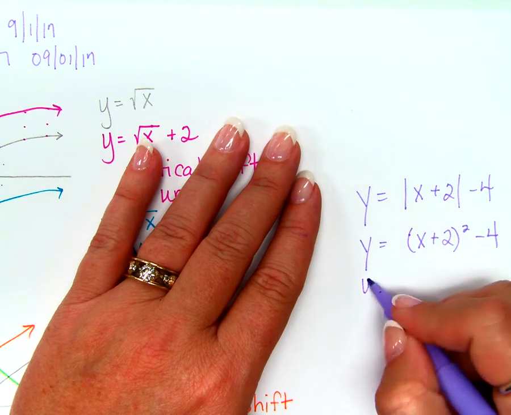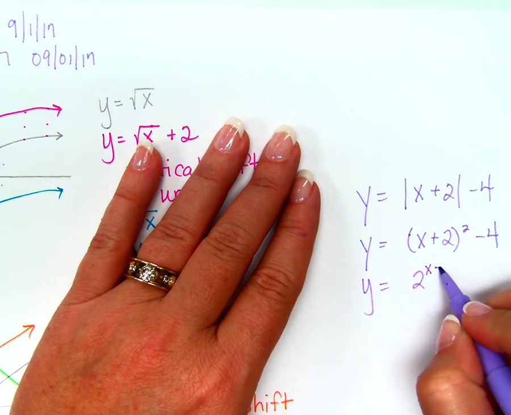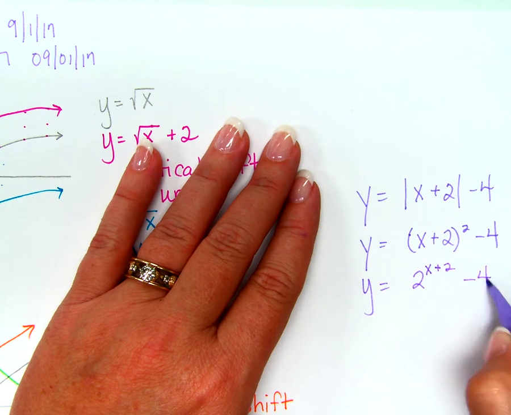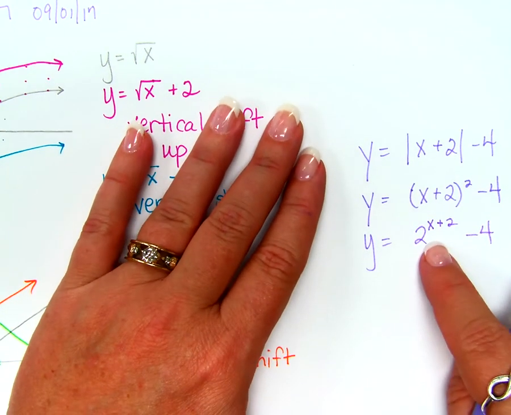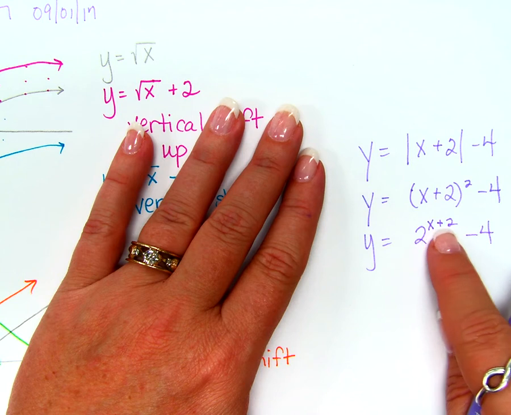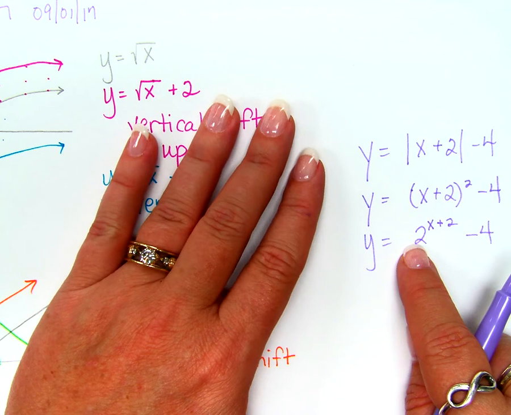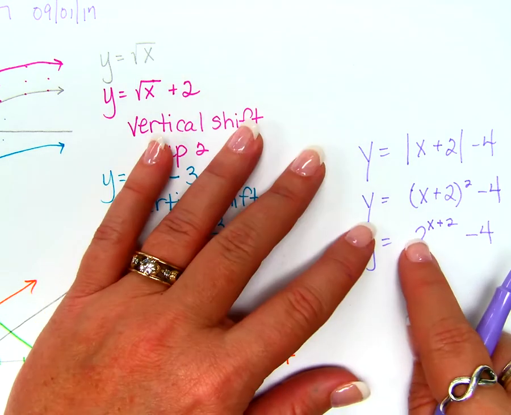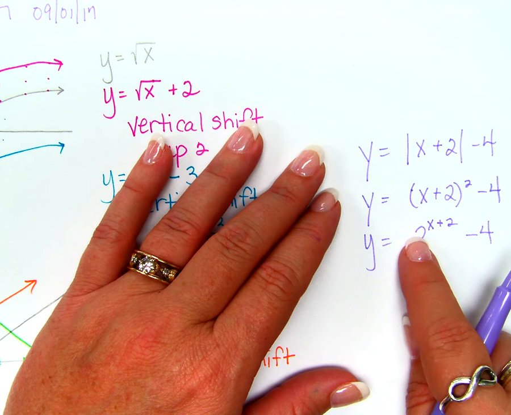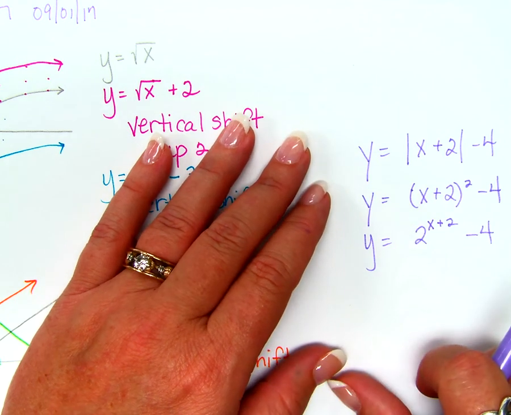What about if it was this? What kind of parent function is this? Exponential, because the variable's in the exponent. Where would it go? Left 2, down 4. What does this 2 do? No, that just gives it an original shape, right? That just tells you here's the base and there's the power, so it is an exponential function. The 2 is just giving it its original shape. That's like the parent. Okay?